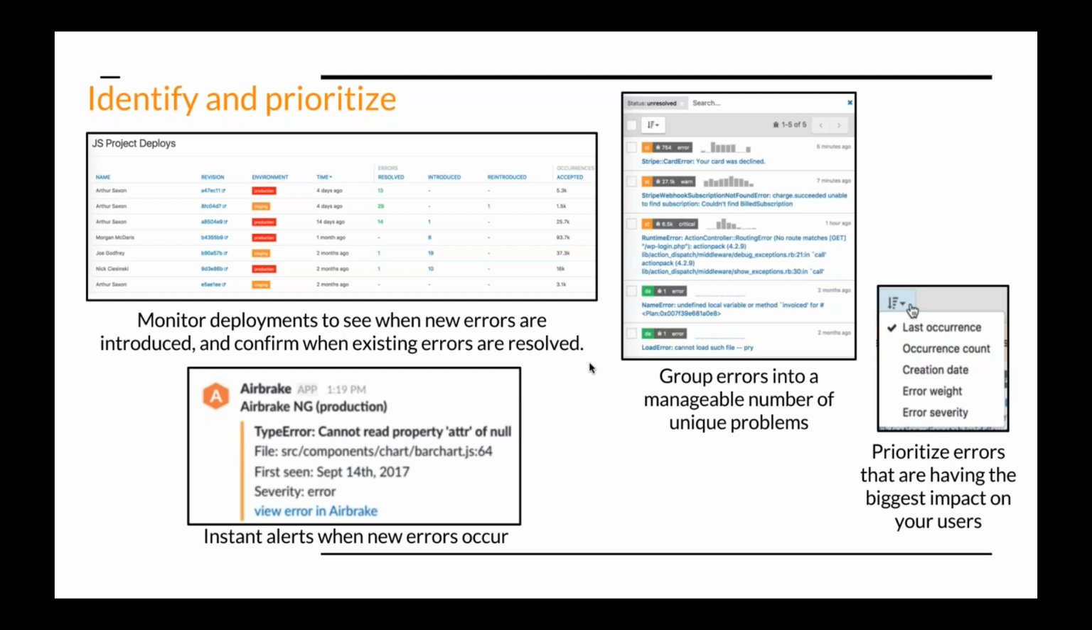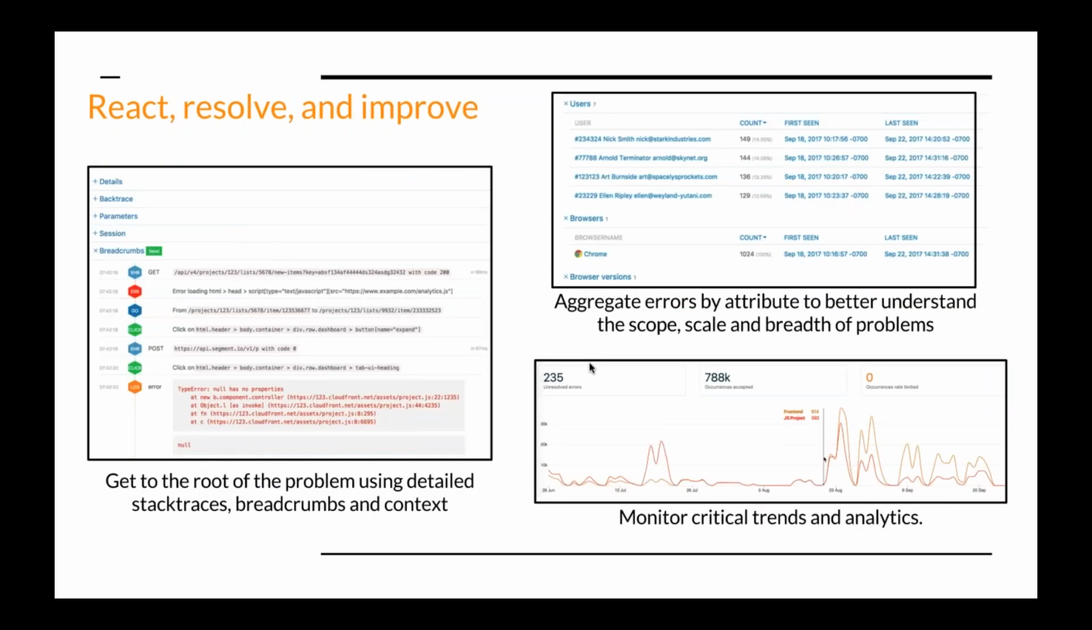And then step two, of course, is, okay, how am I going to do it? So this is react, resolve, and improve. This is anything from diagnostic information, a breadcrumb trail that tells you all the things that the user did, as well as all the different functions the application called just prior to the error being triggered. Aggregation data shows you things like all the users who were affected, the browsers they were using, and the URLs that the error was triggered on.